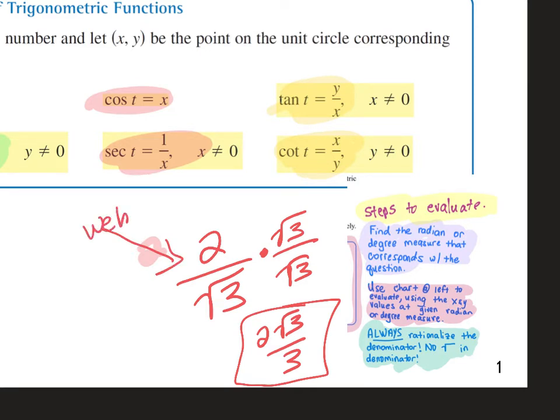All right, WebAssign does not want you to rationalize. I have absolutely no idea why, but they don't want you to. So you can leave it with a radical in the denominator on your WebAssign answers. You cannot on a quiz or a test for me.